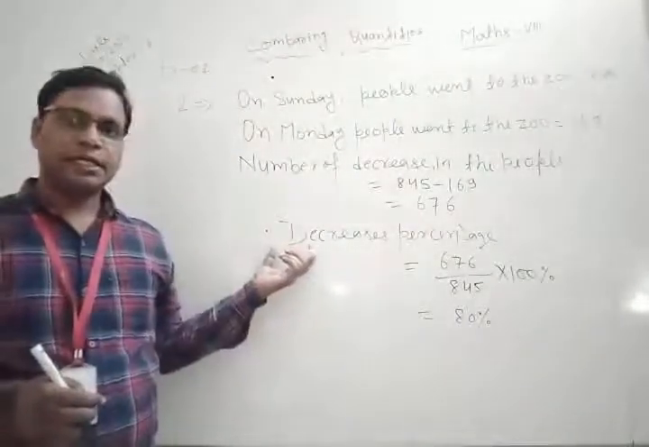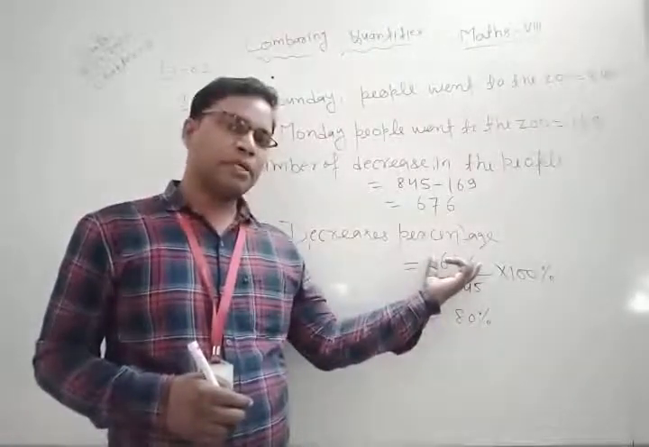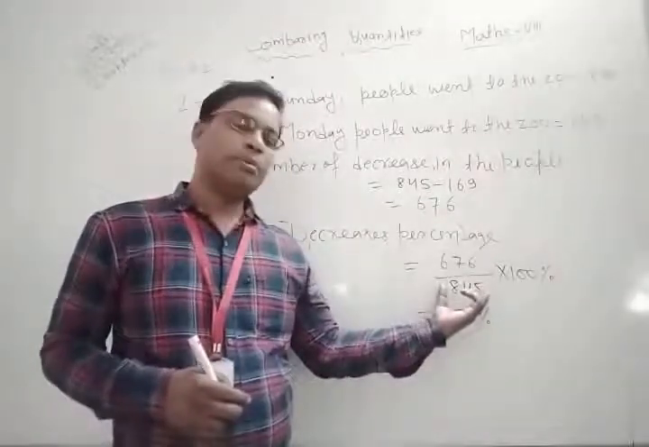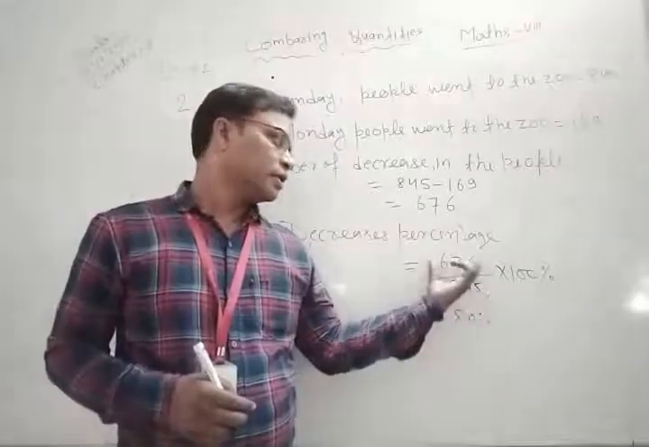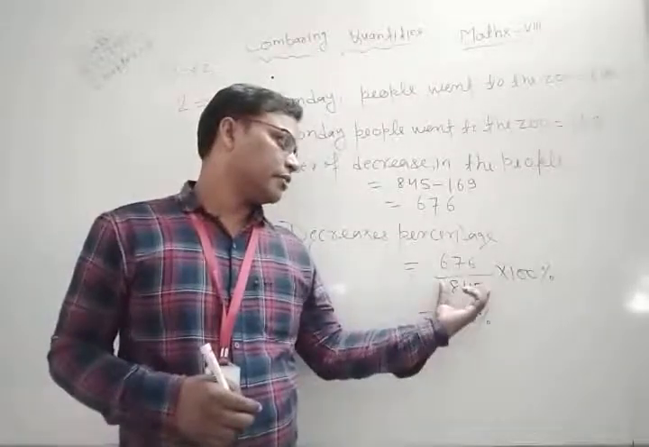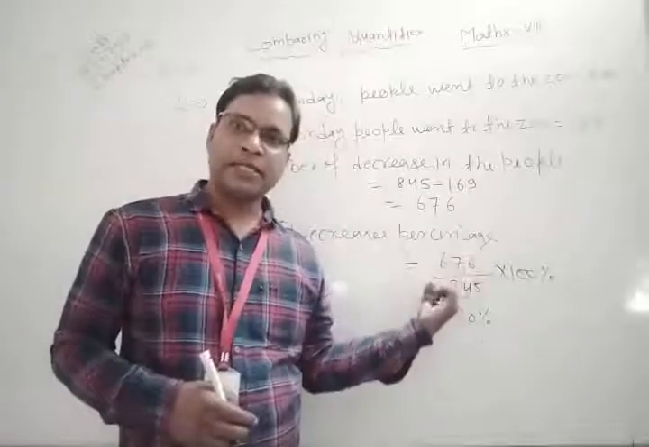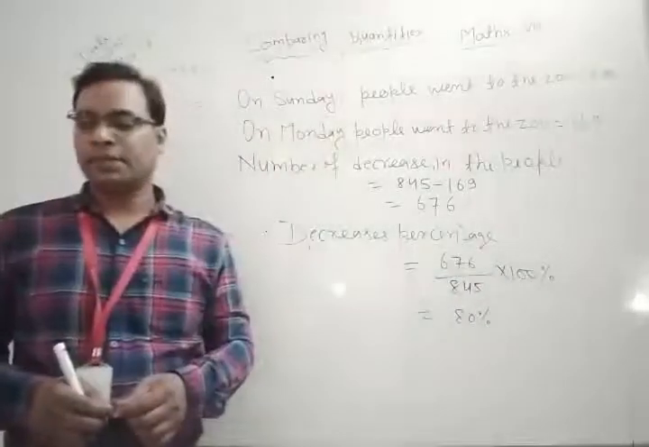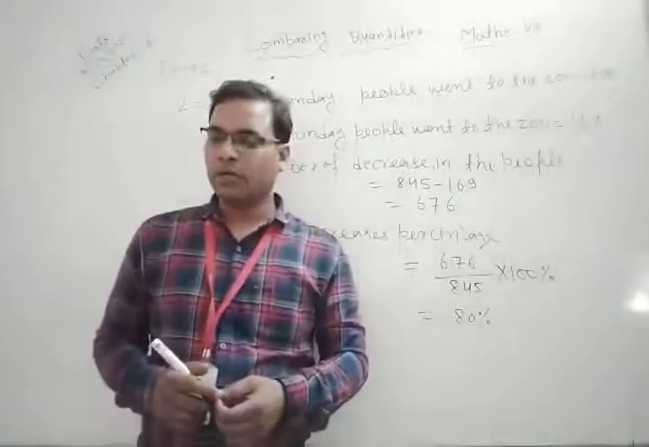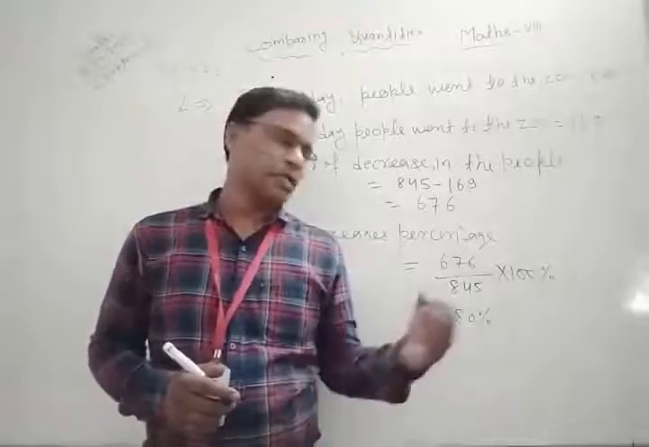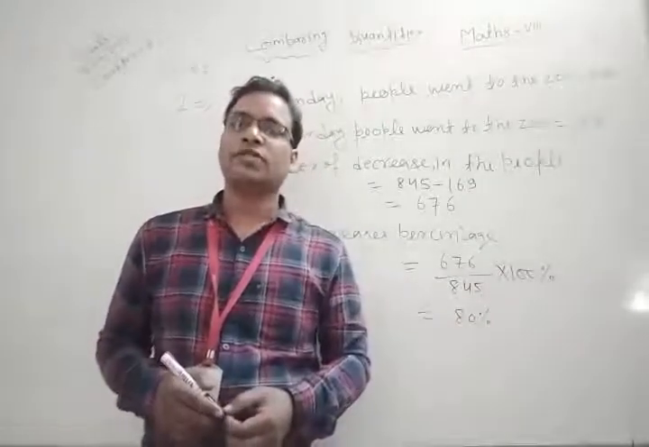After this we find the decrease percentage. This is equal to 676, the decrease in people, upon the total people on Sunday, 845, into 100%. If you cancel and simplify this, then you obtain 80%. At last, we can say the decrease in the people visiting the zoo is 80%. Okay. So students, I hope all of you understood this question.